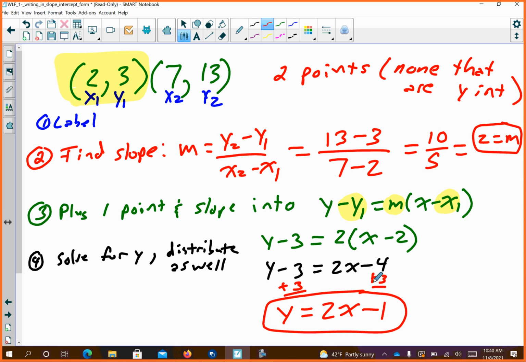All right, so my friends, that is the step-by-step if you're given 2 points and one of them doesn't happen to be the y-intercept. Okay?